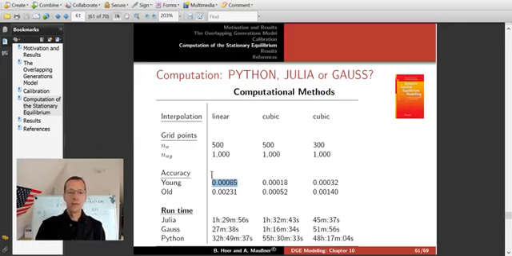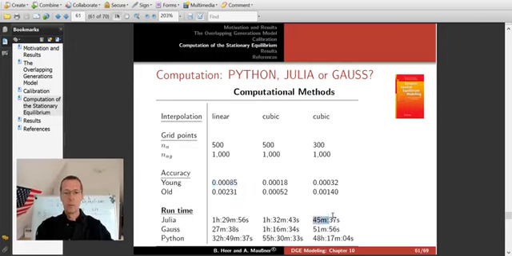By the way, we get the same numbers here for the Euler equation residuals for these three programs. They have exactly the same results up to 15 digits. So it's really an exact computation here, exactly the same computation for the three programs. So when we use cubic interpolation with 300 instead of 500 grid points, it is still more accurate in comparison with the linear interpolation, both for the young and the old retired agents.